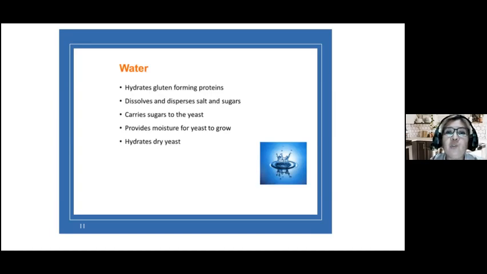It carries sugars to the yeast. Yes, sugar is the food for the yeast. And with water, it carries the sugar to the yeast. Of course, it provides moisture for the yeast to grow.